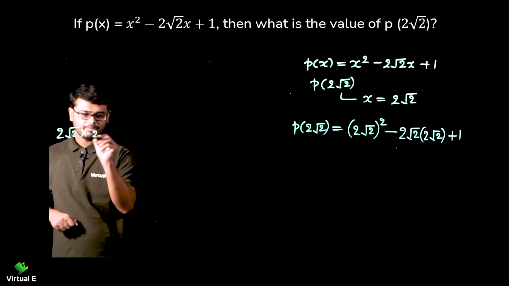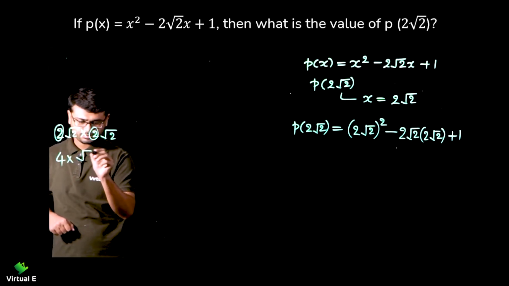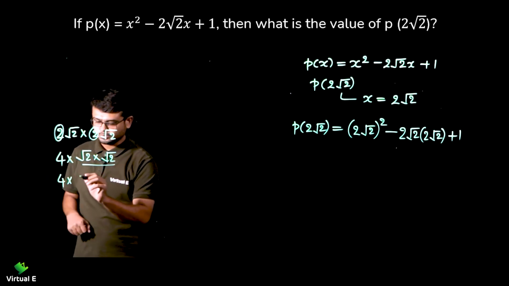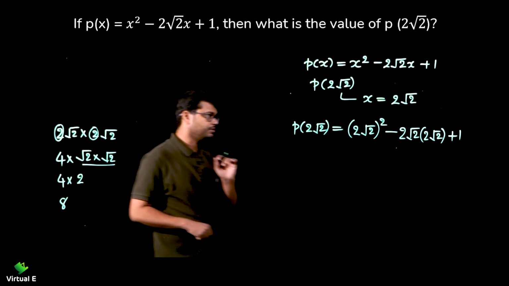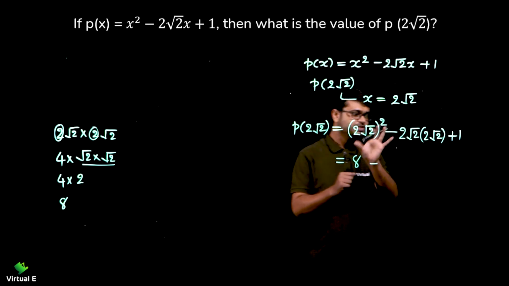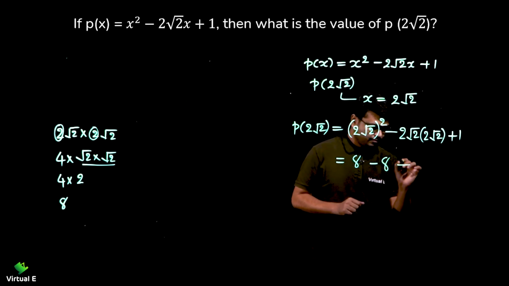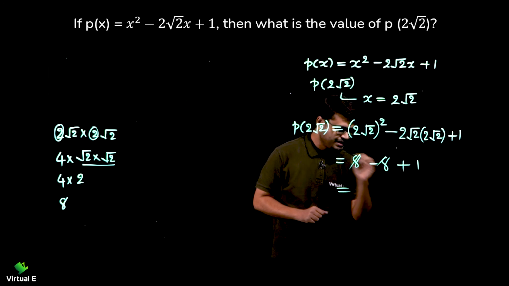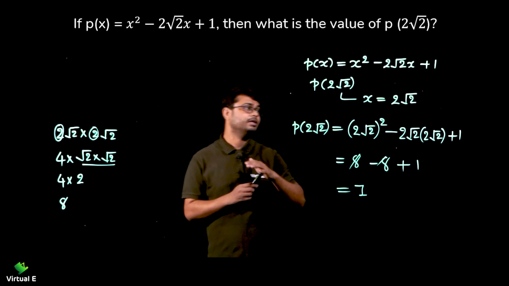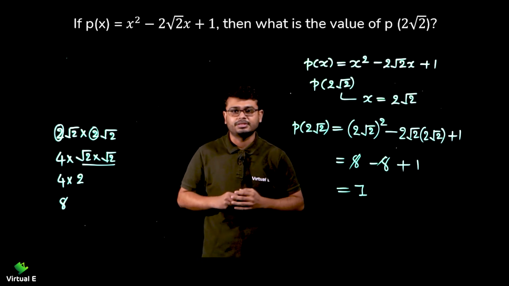So let's see one more time. 2 root 2 multiplied by 2 root 2. This 2 and this 2 will make 4, multiplied by here root 2 and root 2. So 4 multiplied by this will be written as 2, right? So 8 will be the answer. Remember, here 8 is the answer. Minus, if you observe over here, these both terms are same only. 2 root 2 here and 2 root 2 as well. So 8 plus 1. So plus 8 and minus 8 cancel. So what's left? Only 1. So value of this polynomial at point x is equal to 2 root 2 will be what? 1. So this is how we find the value of polynomial.